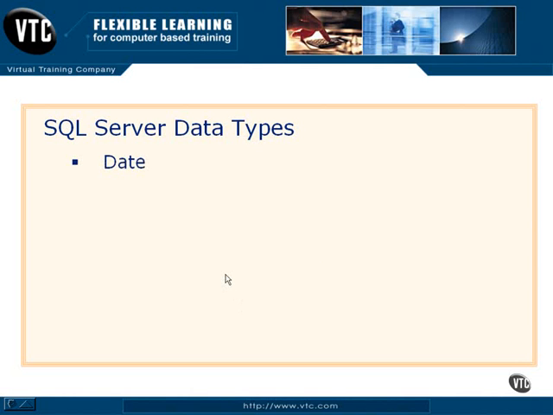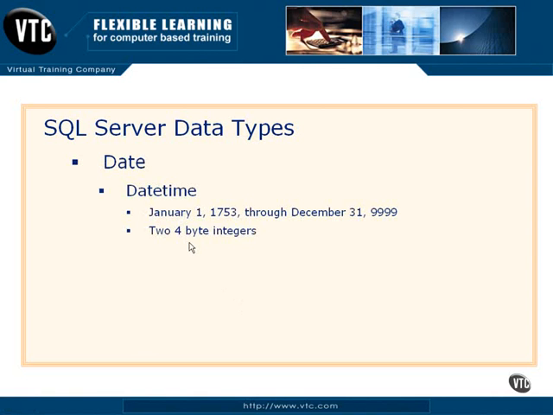Now the date types are very popular. They're used quite often in database programming. The first date data type that we'll talk about is datetime. Datetime will store dates from January 1st, 1753 through December 31st, 9999. Now that's a huge span of time. It takes 2 4-byte integers, or 8 bytes total space, to record this.